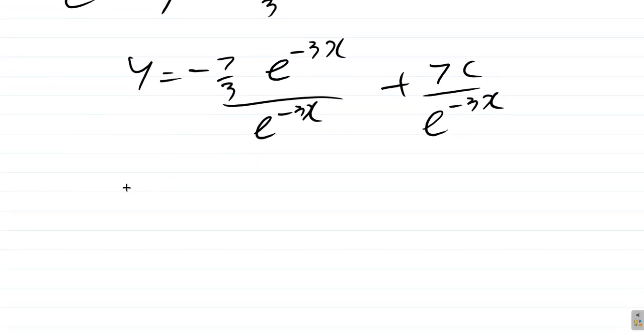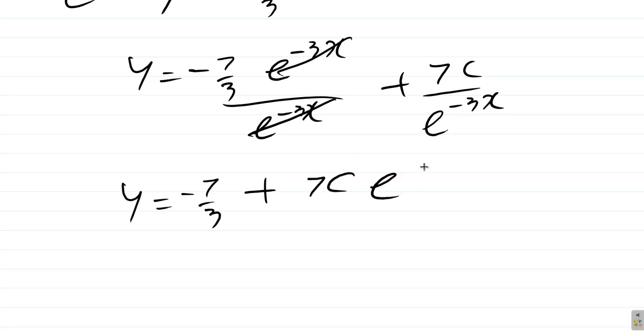But you can see what happened here. Y equals negative 7 over 3. E to the negative 3x will cancel e to the negative 3x, right? Plus, now, if you have something divided by a number to a power, it's the same as that thing multiplied by the number to the negative of that power. So it's 7c times e to the, well, negative 3x is positive 3x, right? But then at the same time, 7c is just another constant.